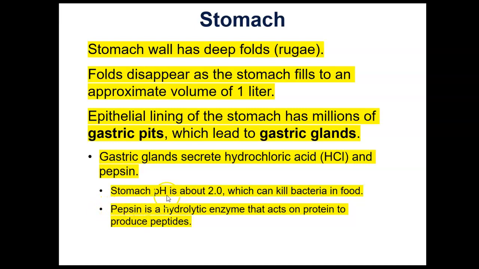And then the stomach pH is also low because that activates the enzyme pepsin, which is an enzyme that breaks down protein into peptides, which are like chains of amino acids, but they're smaller chains than the original protein. So it helps to start the chemical breakdown of proteins.